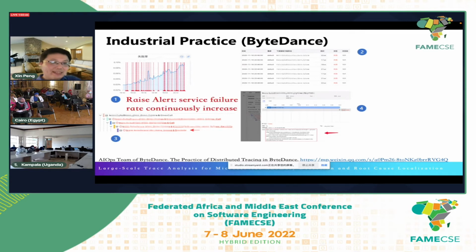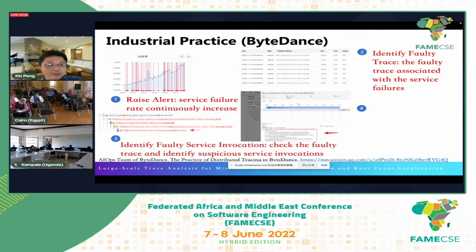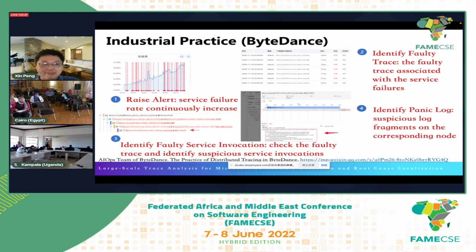In their platform, first they will configure some alert rules. For example, an alert may be raised reporting that the failure rate of a service continuously increases. Then the engineers will receive the alert and use the platform to check the traces associated with the service failures, because the failure rate is calculated based on traces, so it is easy to find the associated traces. Then, using their trace visualization tool, the engineers can check the faulty trace and identify suspicious service invocations. Based on those, they can identify the panic log, that is, the suspicious log fragments on the corresponding node.